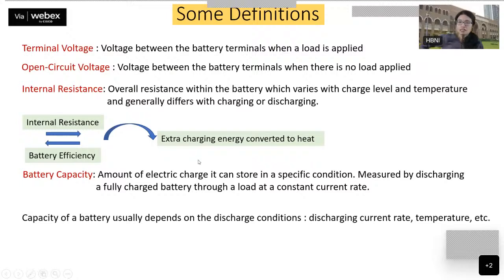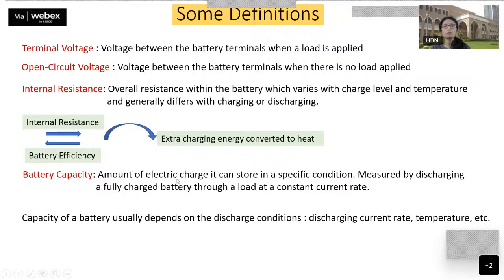So now this is about the CV. Now again we are refreshing a little bit of the definitions which we did in the first lecture. Terminal voltage, if you remember, is the voltage between the battery terminals when the load is applied. Open circuit voltage is the voltage between the battery terminals when no load is applied. Internal resistance is the overall resistance within the battery, which varies with charge level and temperature and generally differs with charging or discharging. If the internal resistance of a battery increases, then the battery efficiency decreases, and all this extra charging energy is going to get converted into heat.